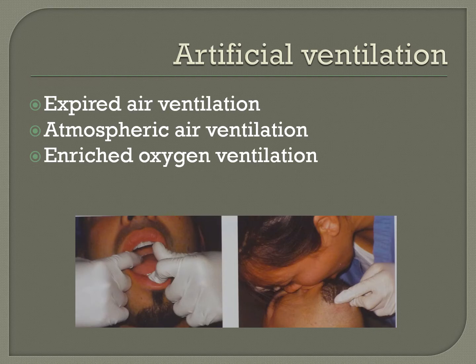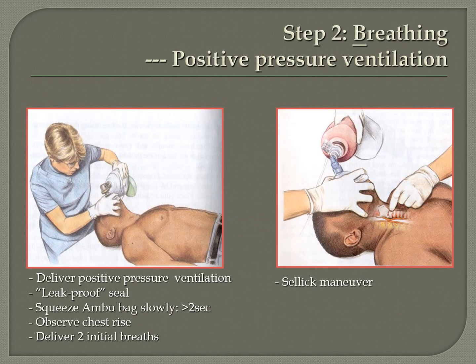Artificial ventilation: expired air ventilation, atmospheric air ventilation, enriched oxygen. Ventilation might be done using a mask. Atmospheric air is given through the Ambu bag. Enriched air is given using the oxygen cylinder. Breathing is positive pressure ventilation, where we use the Ambu bag with the mask, which needs a leak proof seal.